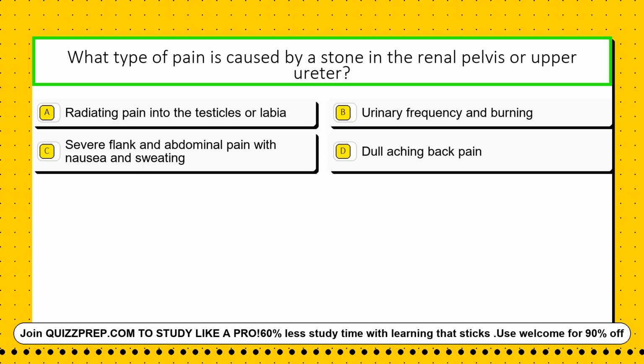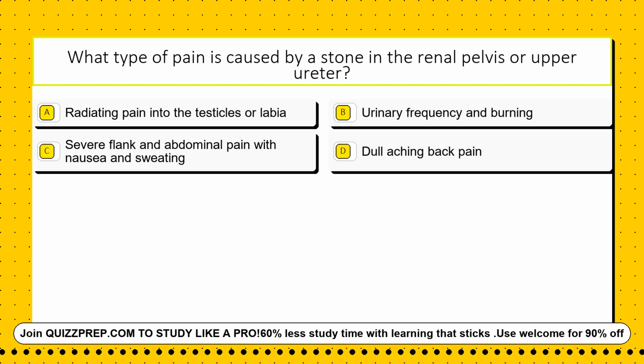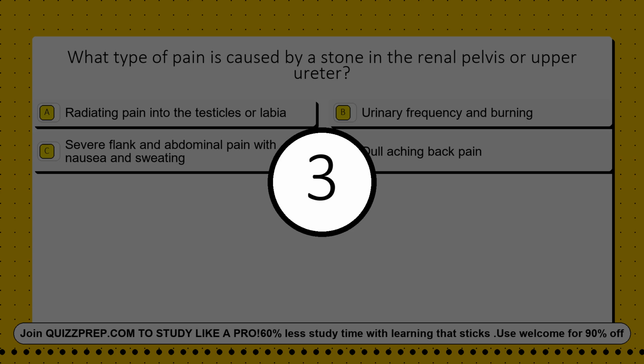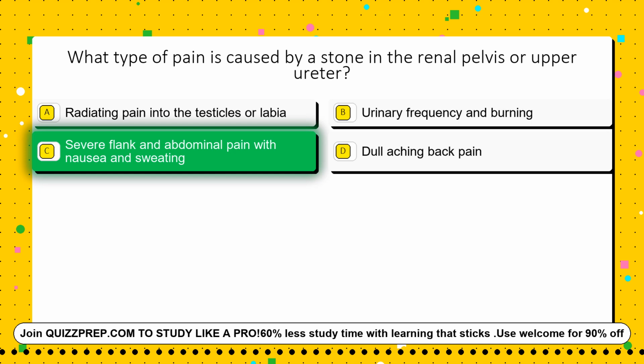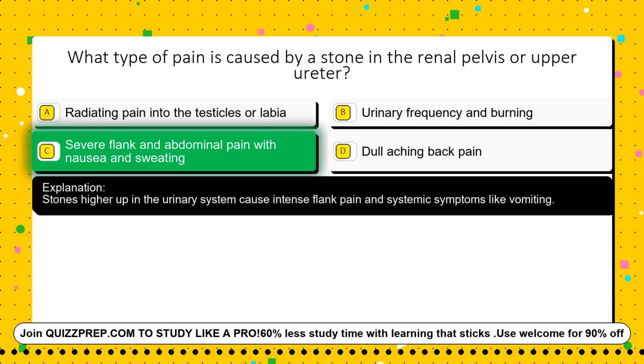Question 131. What type of pain is caused by a stone in the renal pelvis or upper ureter? Option A, radiating pain into the testicles or labia. Option B, urinary frequency and burning. Option C, severe flank and abdominal pain with nausea and sweating. Option D, dull aching back pain. The correct answer is option C, severe flank and abdominal pain with nausea and sweating. Stones higher up in the urinary system cause intense flank pain and systemic symptoms like vomiting.